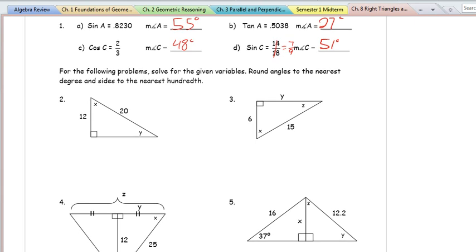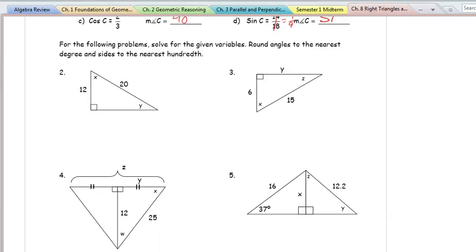So for the following problems, solve for the given variables. Round angles to the nearest degree and sizes to the nearest hundredth. So we're going to do a little bit of practice with both here. So let's start with what we just talked about. We're going to find that angle there. So we want to find x. If we want to find x, we always start with an angle.